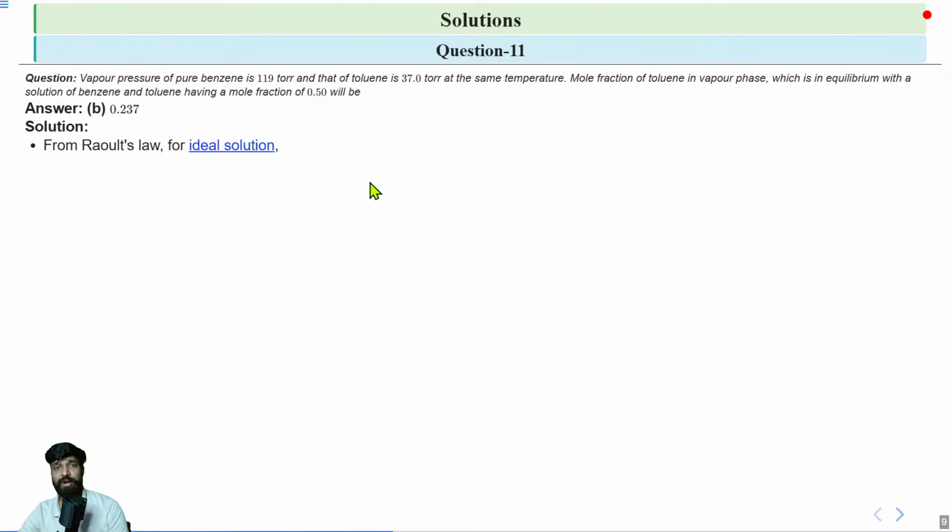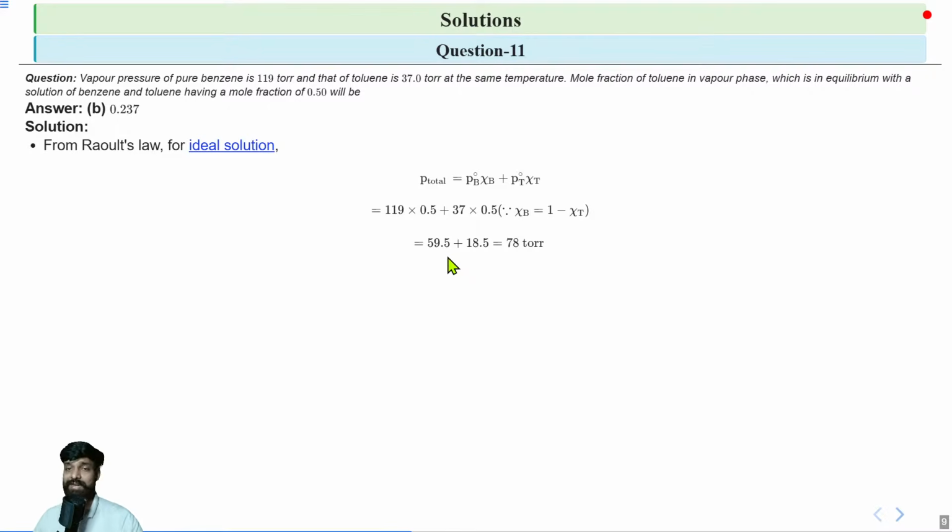So first of all, from Raoult's law, for an ideal solution we know that the total pressure will be the partial pressure of A and B. So this is from Dalton's law of partial pressure. And from Raoult's law, we can write P_B is equal to P naught B chi B and P_T is equal to P naught T chi T, where P naught B and chi B are for benzene and P naught T chi T are for toluene. Next, if you put the values here, we know all the values. Why? Because it is given in the question that the mole fraction of benzene and toluene is 0.50. Got it? And we are also given the pure pressure of benzene and toluene, which is 119 and 37 torr. If you put all of them together, then you will get 78 torr.